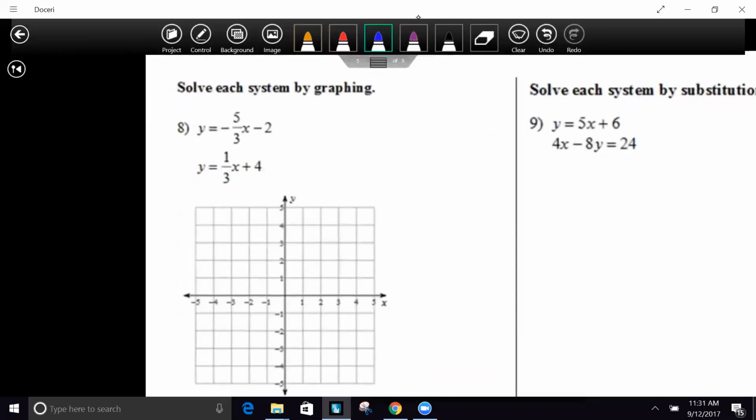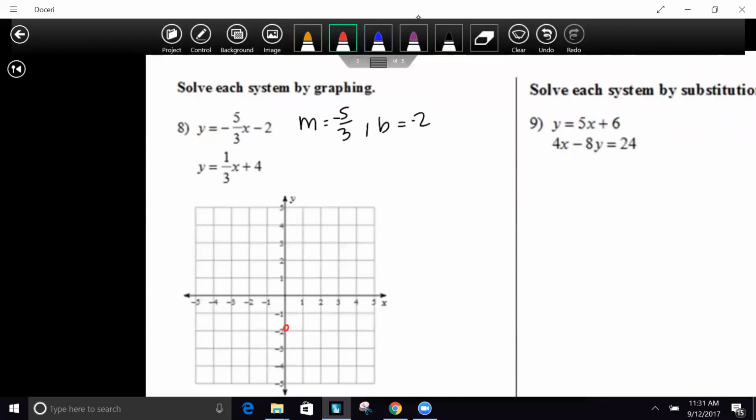Okay, here we go. Graphing my slopes. I want to look at my slope being -5/3, comma, b is equal to -2, which is my intercept. When I graph this, I'm going to go down 2. From that point, I'm going to follow my instruction.